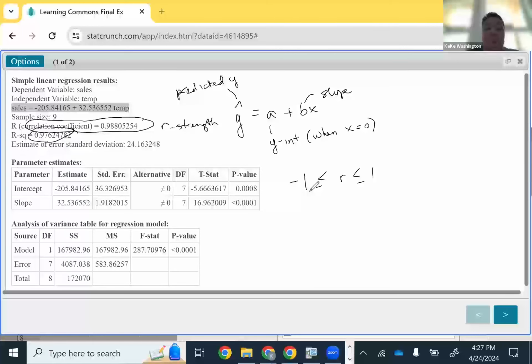So we can see we have a 0.988. That is a very strong positive linear association between ice cream sales and temperature. So let's see if I can split the screen again.